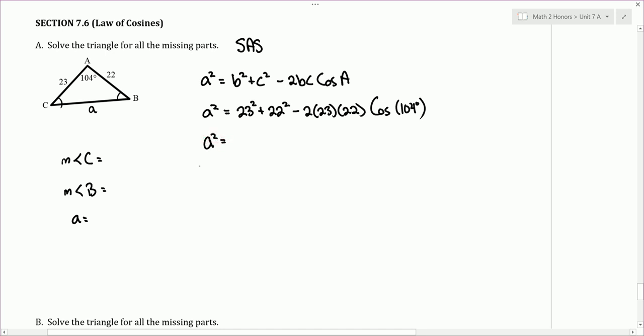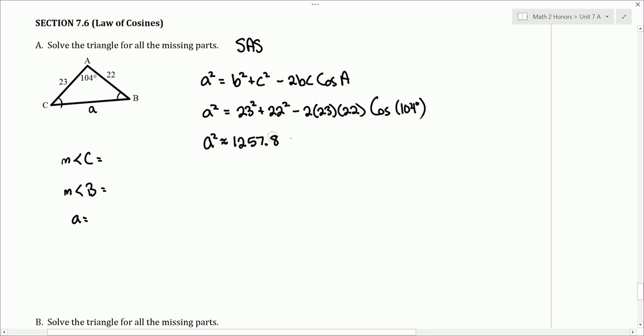You could put this in your calculator: 23 squared plus 22 squared minus 2 times 23 times 22 times the cosine of 104. And you get A squared is approximately 1,257 point.